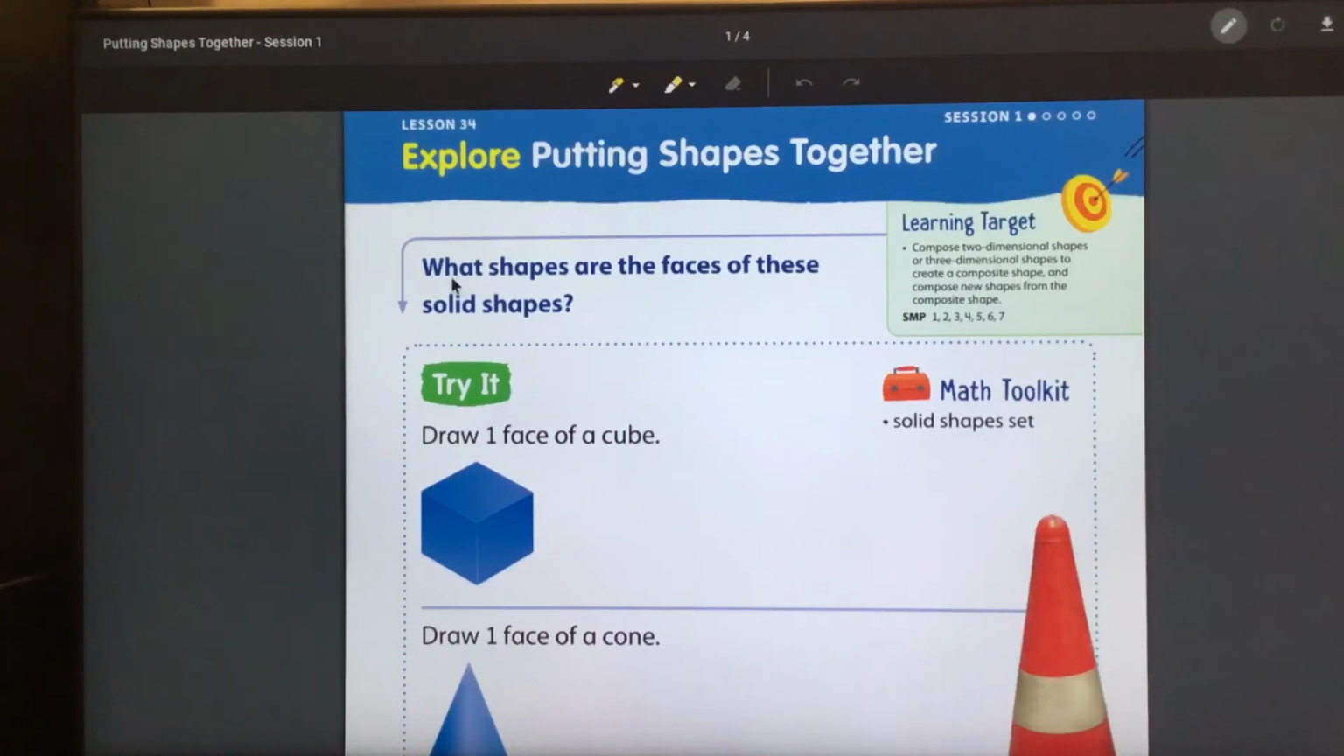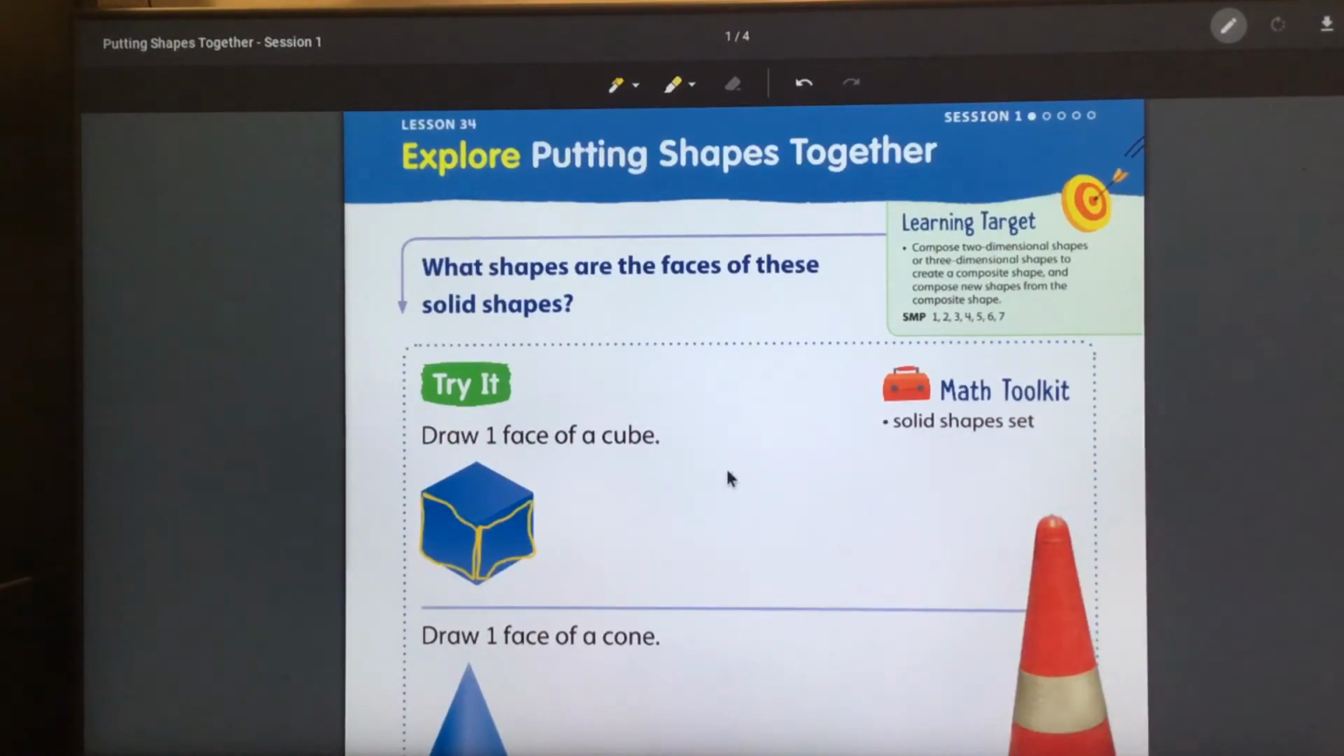So the first question asks, what shapes are the faces of these solid shapes? It says to draw one face of a cube. Remember that a face is the flat side that you see. So I'm outlining this right here so you can see what I'm talking about. This right here is called the face of the cube. It has a face there, and then over here on this side, this is also a face of the cube because those are flat sides of the shape. So when you look at this cube, this shape right here that I outlined in yellow would be the face. And so I hope you see that that is a square.